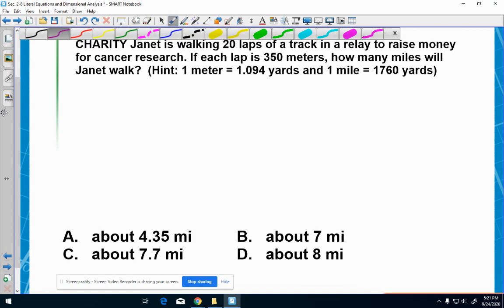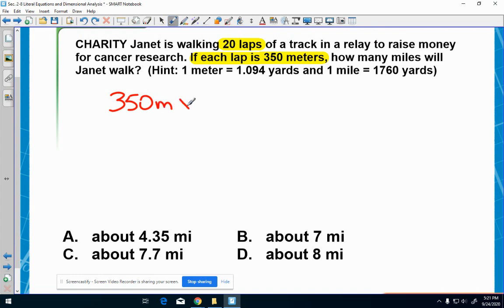All right, so as I'm looking at this, I see this statement here that each lap is 350 meters, but I know that she did 20 laps around the track. So my first thought is, well, if she did 350 meters 20 times, then how many meters did she walk altogether? And that result is 7,000 meters.